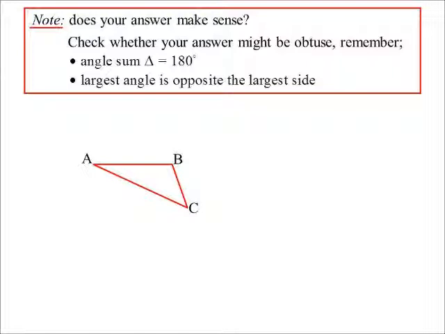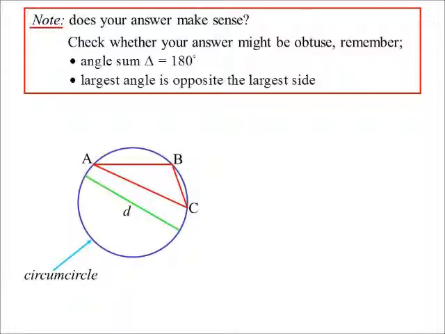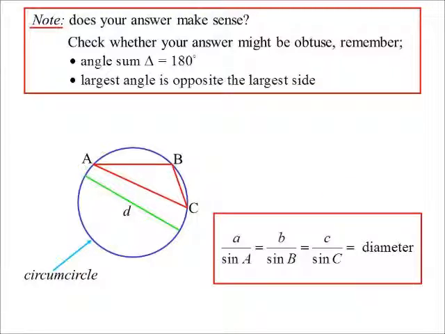This is what I was talking about with the circumcircle. If you were to draw in the circumcircle, the diameter of that circumcircle would also equal a over sine A, b over sine B, c over sine C. It comes in useful in some circle geometry questions. You can use that idea.